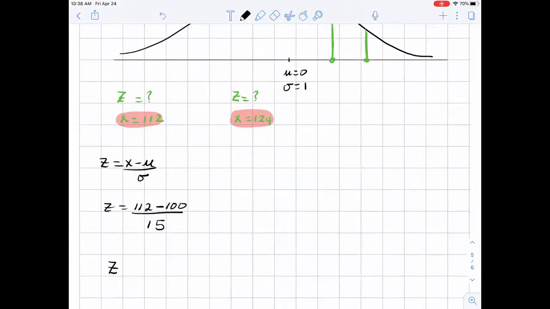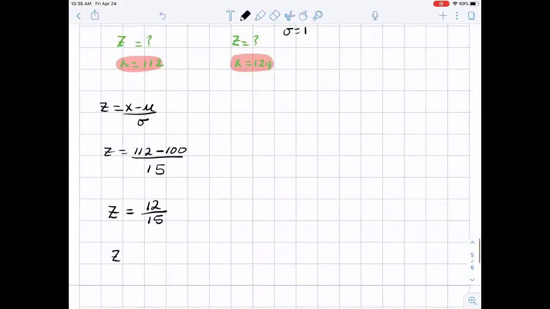So z is equal to, if you take your calculators, 112 minus 100, that will give you 12. And 12 divided by 15, so z here is equal to 0.80. I always write 2 decimals.